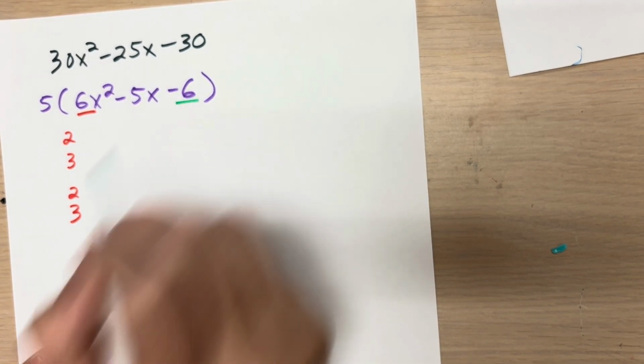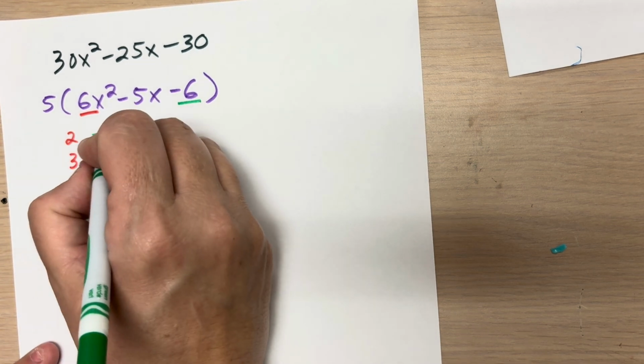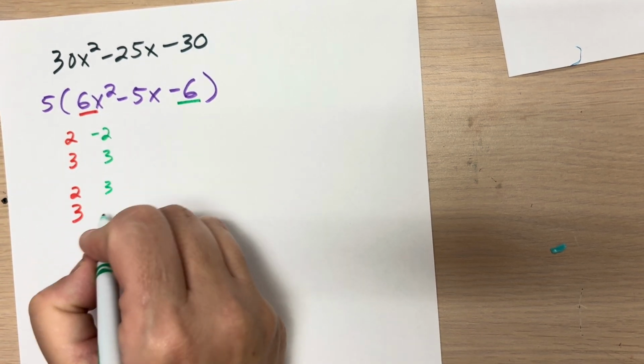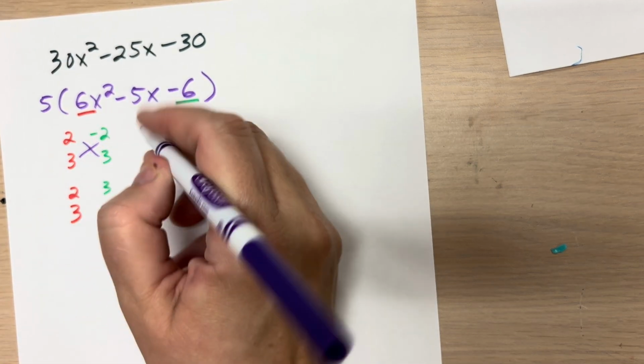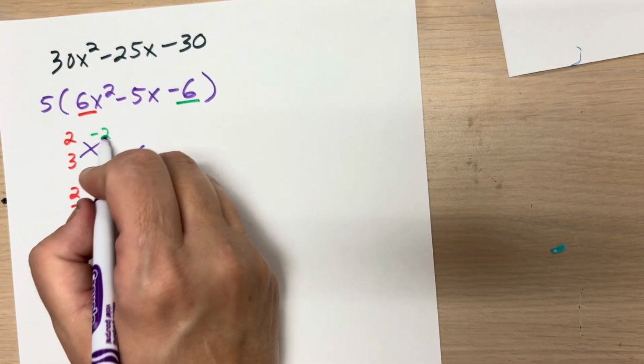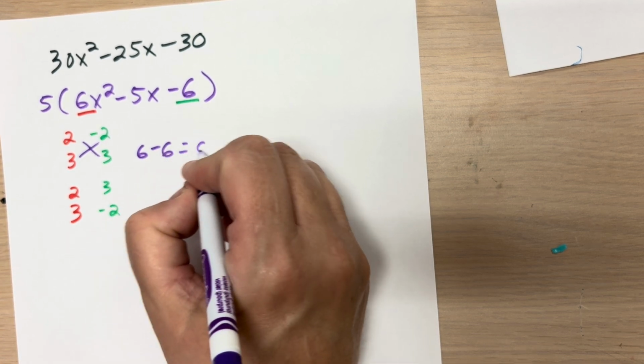I've got factors of -6 here. So let's try -2 and 3. 3 and negative 2. Let's see what happens. Okay. Crossing across, 2 times 3 is 6. 3 times negative 2, negative 6. Oh, rats, it didn't work.